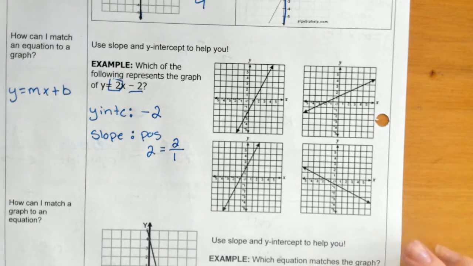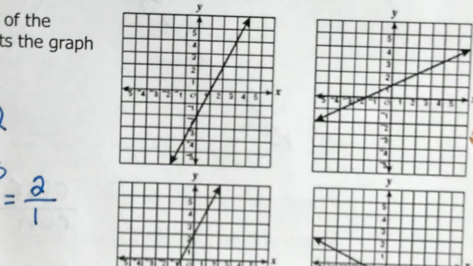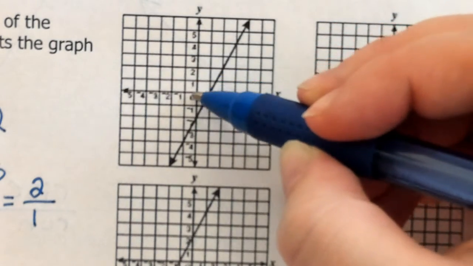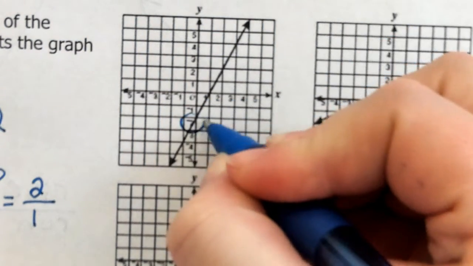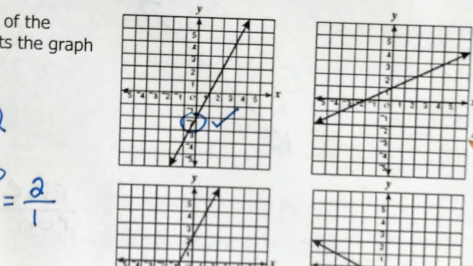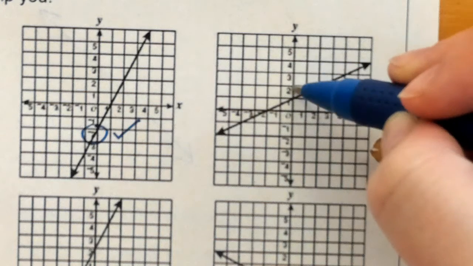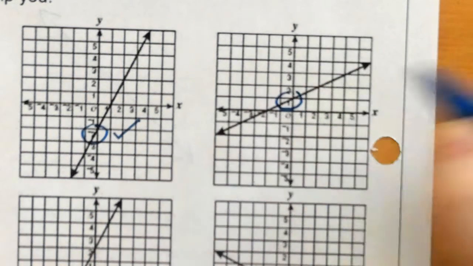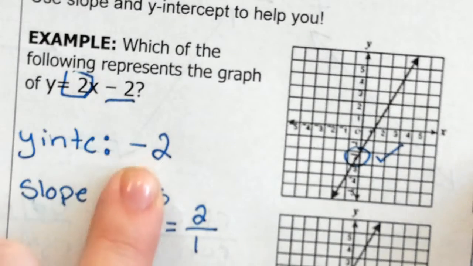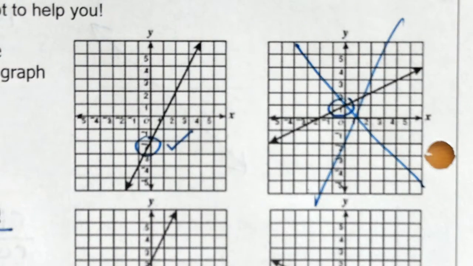So let's use this information to help us. Let's look at these graphs. If I look at this first graph and I look for where it's touching the y-axis, oh, here at -2. That's what we want. If I look at this graph, oh, it's touching the y-axis at +1. Is that what we decided for our y-intercept? No. So we can eliminate that answer choice.